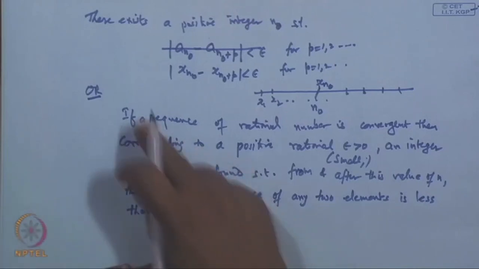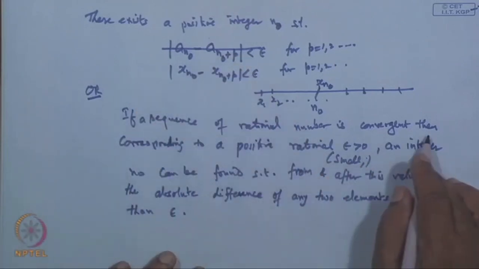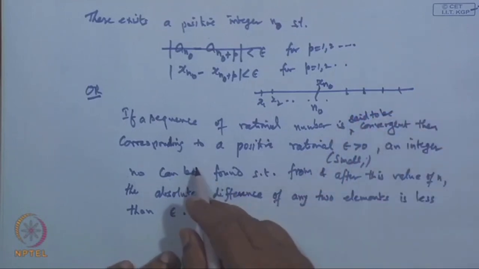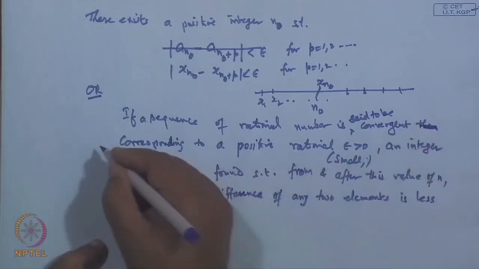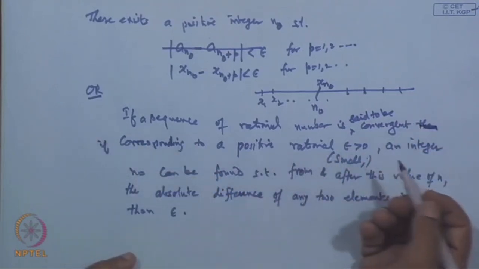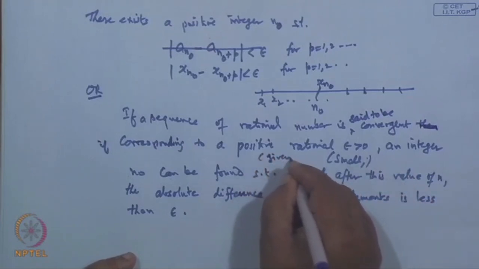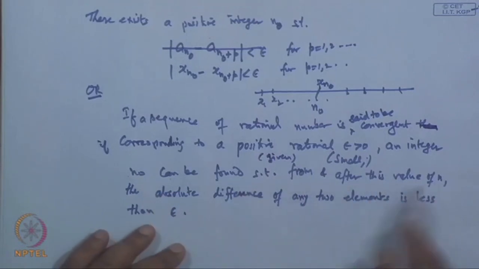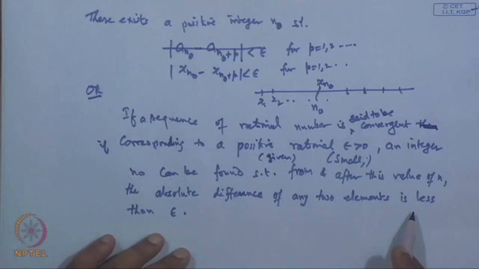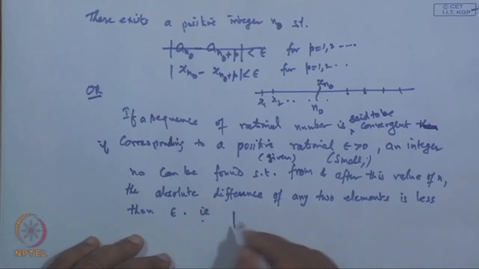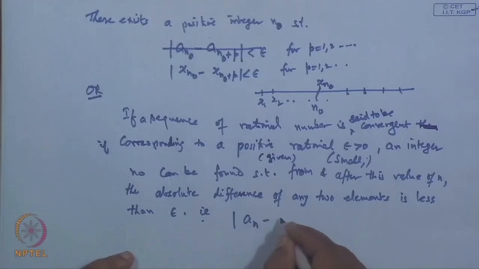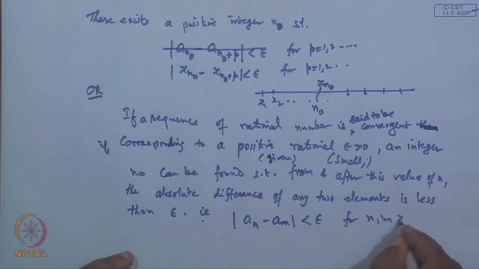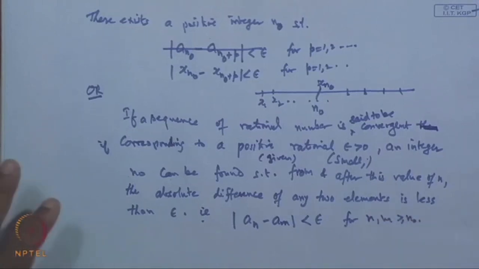So, in other words, you can say a sequence of rational numbers is said to be convergent if, corresponding to a given positive rational number epsilon r greater than 0, there exists an integer n naught such that from and after this value, the absolute difference of any two elements is less than epsilon. That is, the difference a n minus a m can be made less than epsilon r for all n, m greater than or equal to n naught. That is the meaning of it.